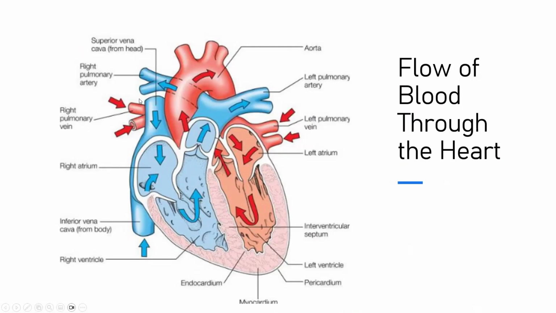Deoxygenated blood comes in through the superior and inferior vena cava into the right atrium, gets pushed into the right ventricle, then gets pushed into the pulmonary arteries, left and right, out to the lungs, where it drops off carbon dioxide and picks up oxygen. That oxygenated blood flows back into the heart through the right and left pulmonary veins into the left atrium.